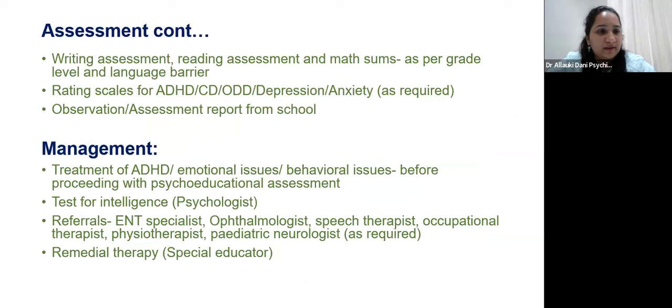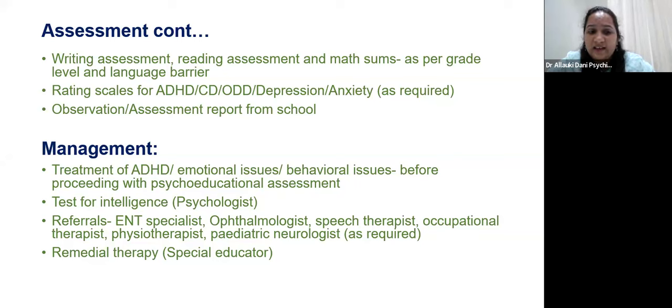So in addition to ruling out these things, we need to assess the child in the school as per the grade level, with some reading exercises and math sums. This is just a screening, where we find whether the child is making errors which look like a learning disability, and what other issues he is facing in writing, reading or maths.